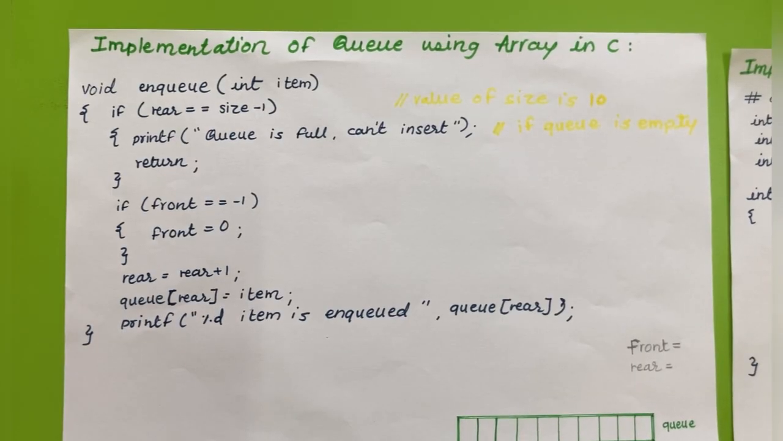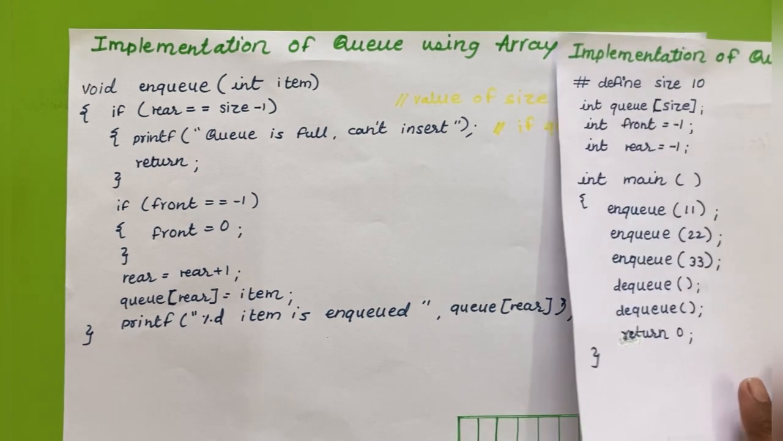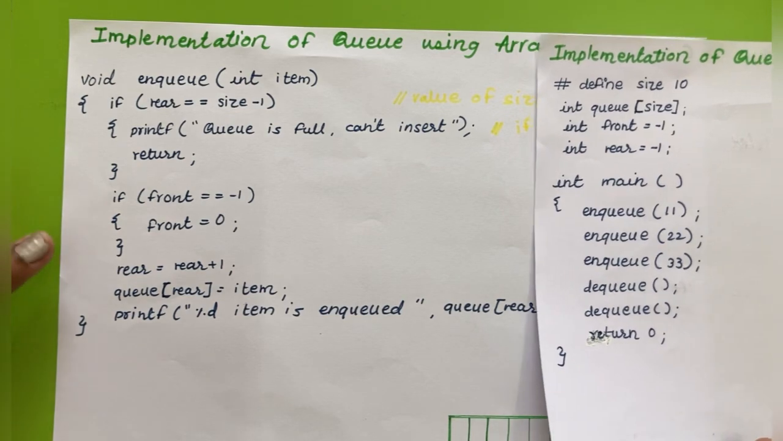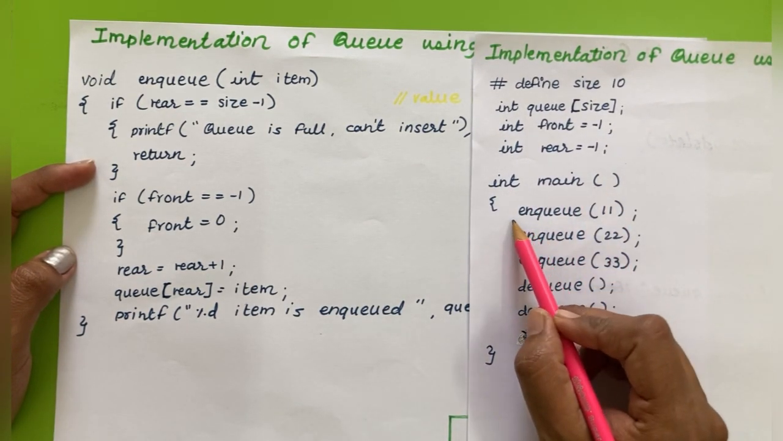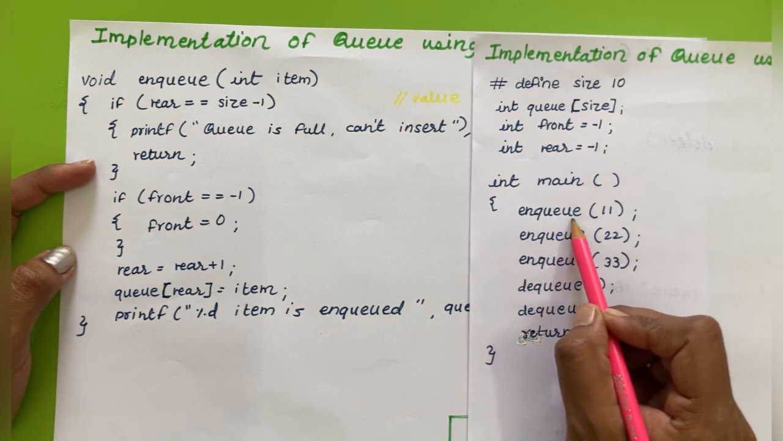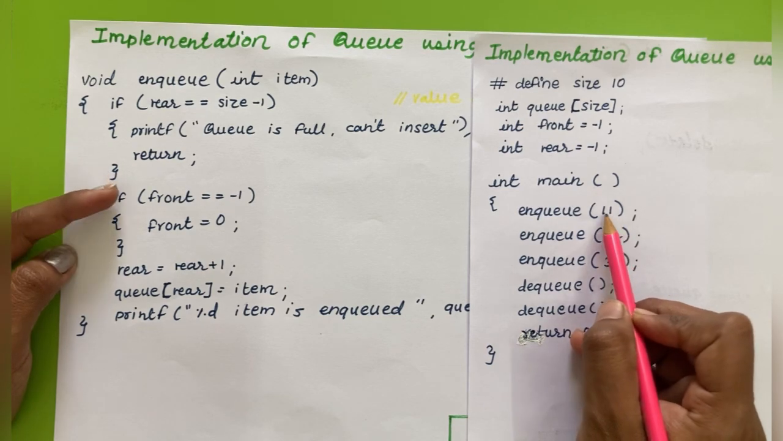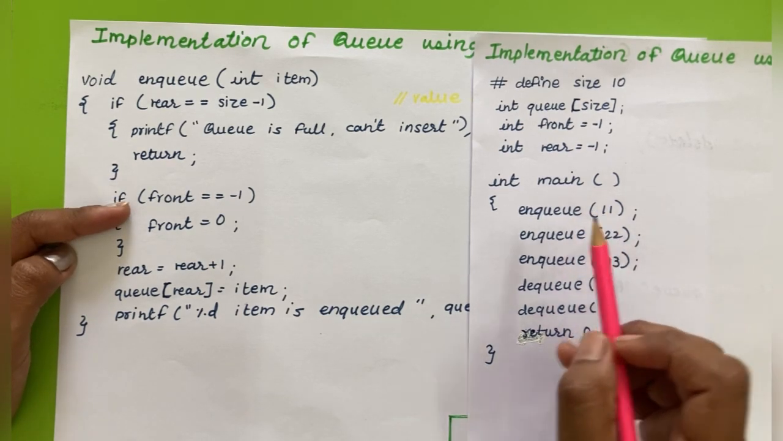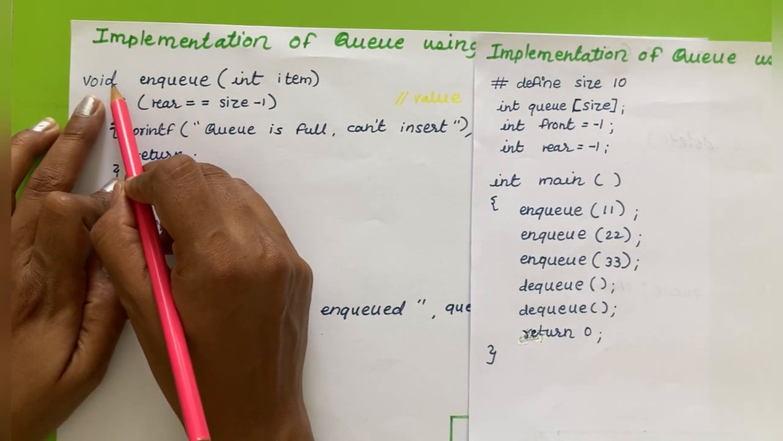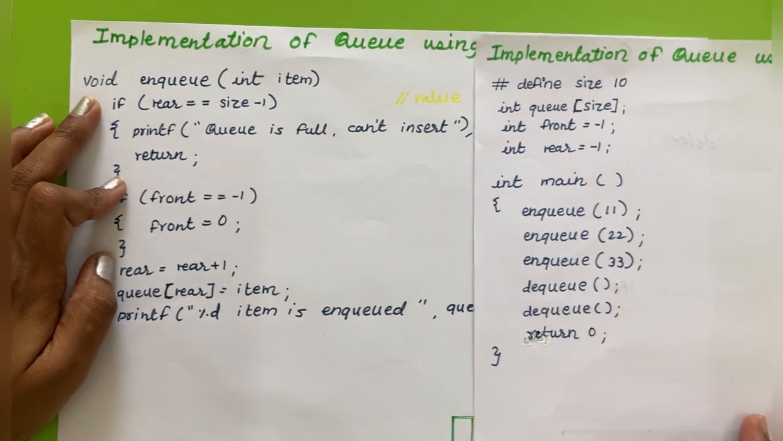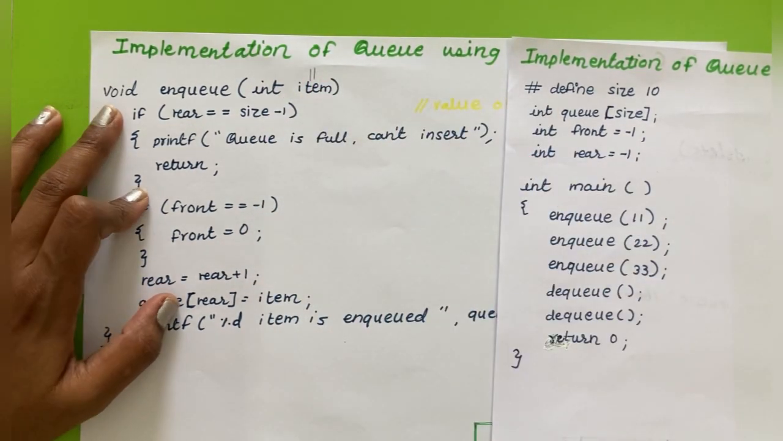Now we are going to implement the enqueue operation required for queue implementation using array. In the main function we first have a call of the enqueue operation that will insert element 11 in the queue. So this will call the enqueue function, and the execution counter will go to this line. The value of item will be 11. So the value of item is now 11.